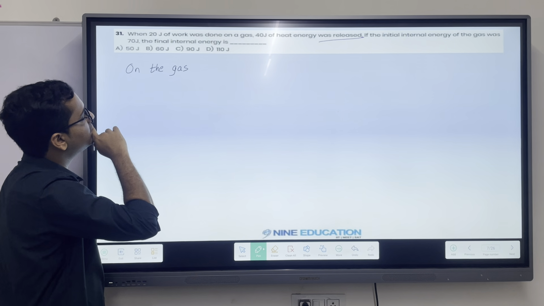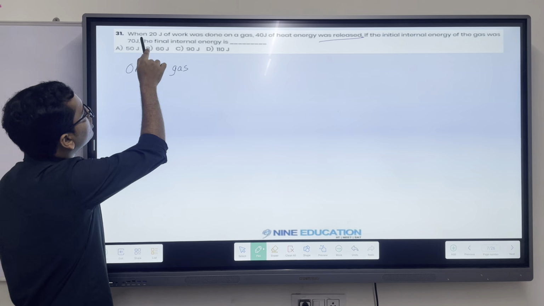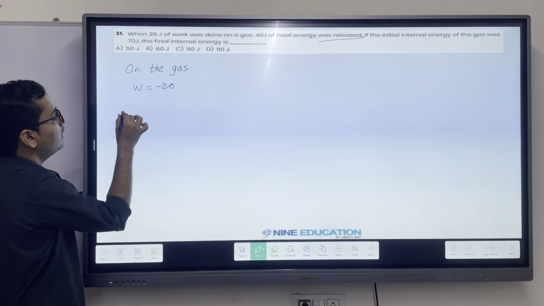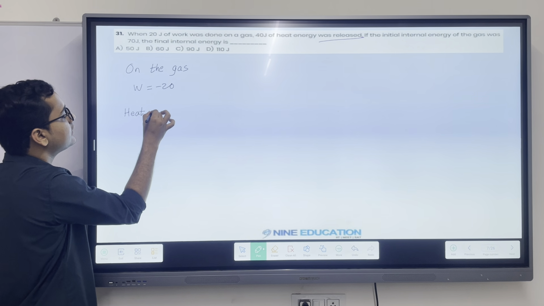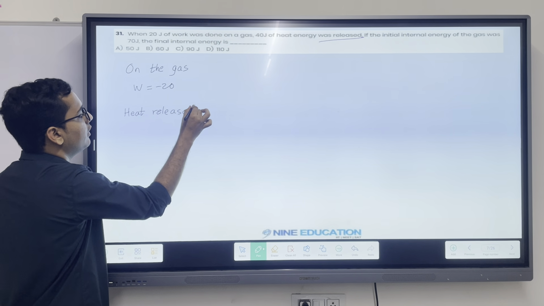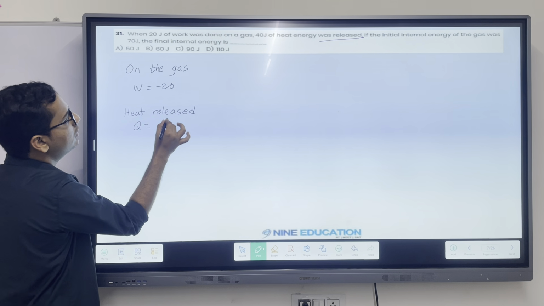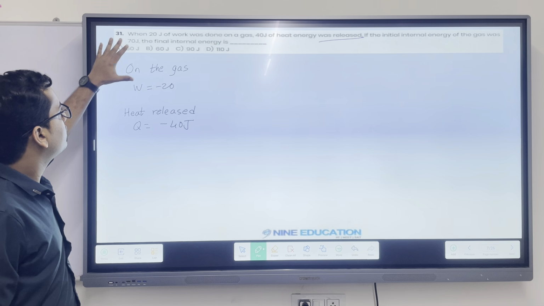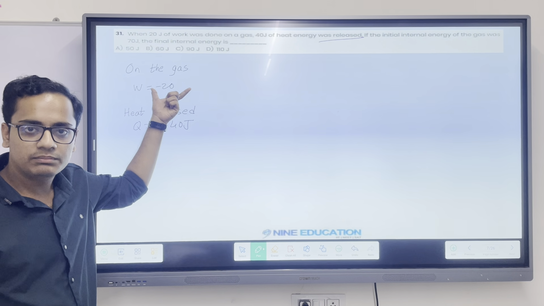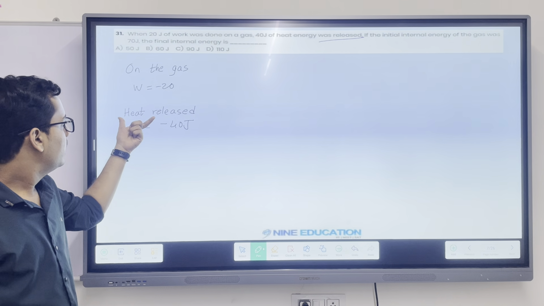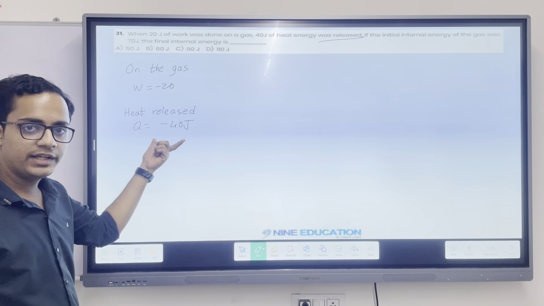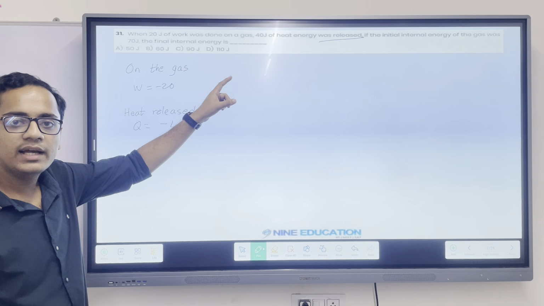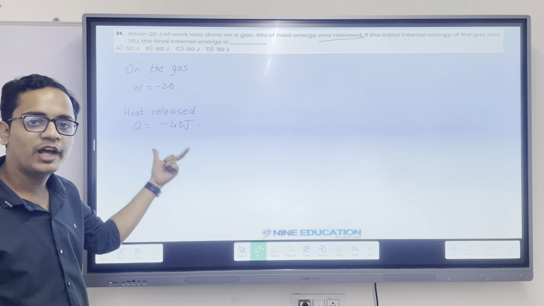So I restart this question. So again, 20 joule of work is done on the gas. So work is minus 20. Okay. Heat released. If heat is released, Q is equal to minus 40 joules. Understood? So 20 joule of work is done on the gas, that's why negative. Heat is released, again that's why negative. In physics, work done on the gas is negative, work done by the gas is positive. Also, heat absorbed is positive.